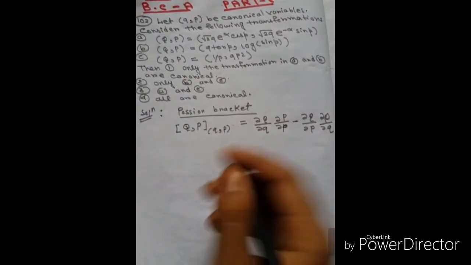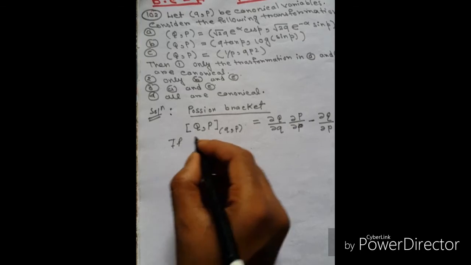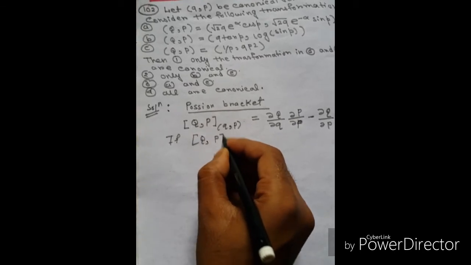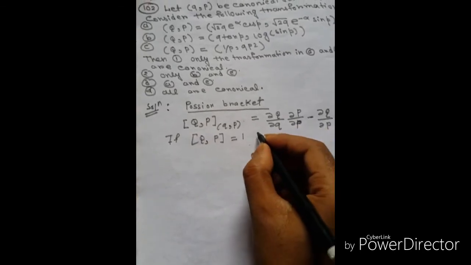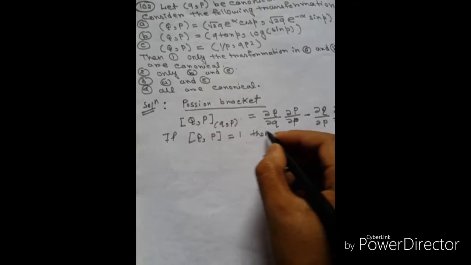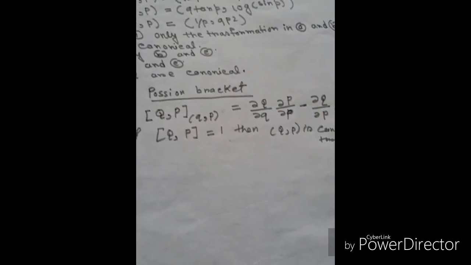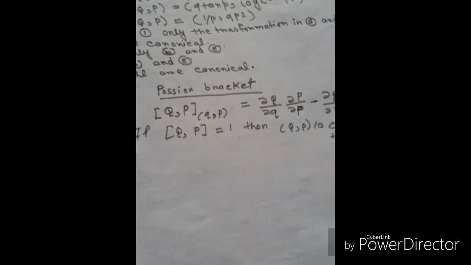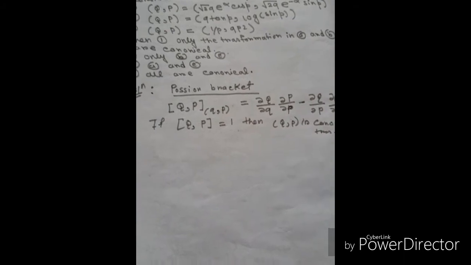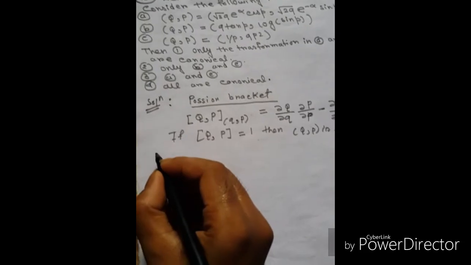Now, if the Poisson bracket of Q and P is 1, then we say that Q, P is a canonical transformation. If the Poisson bracket of the two variables Q and P with respect to q, p is 1, then we say that Q, P is a canonical transformation, right? So now check.